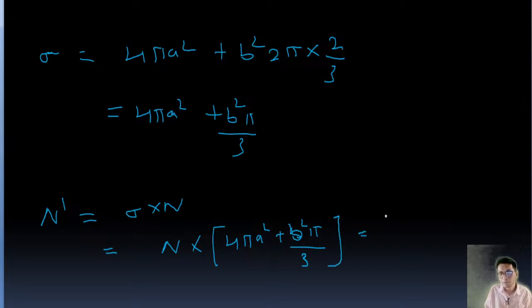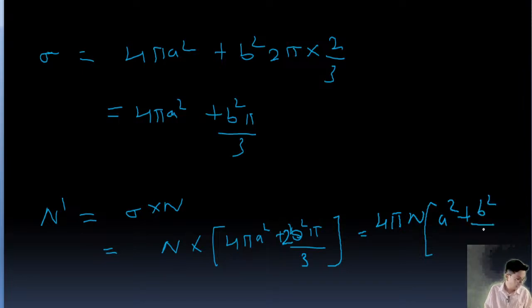So this is going to be 4 pi, and 4 pi you can take common. There is 4 pi, guys. This is 2 pi, right? 2 pi. Okay. So 4 pi. Yes, we'll take 4 pi n common, and this value is going to be a square plus b square by 3, right? So let's see this. Let me check. Okay. So this is the answer.